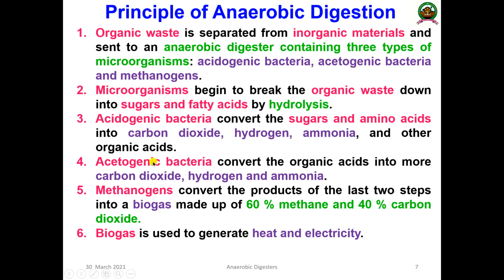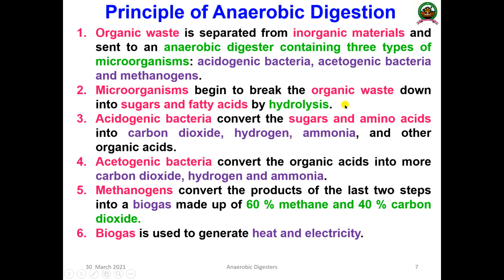So this we have already discussed. The organic waste is separated from inorganic material and passed through an anaerobic digester, which contains three types of microorganisms: acidogenic bacteria, acetogenic bacteria, and methanogens. The microorganisms begin to break the organic waste into simpler forms such as sugars and fatty acids by hydrolysis.